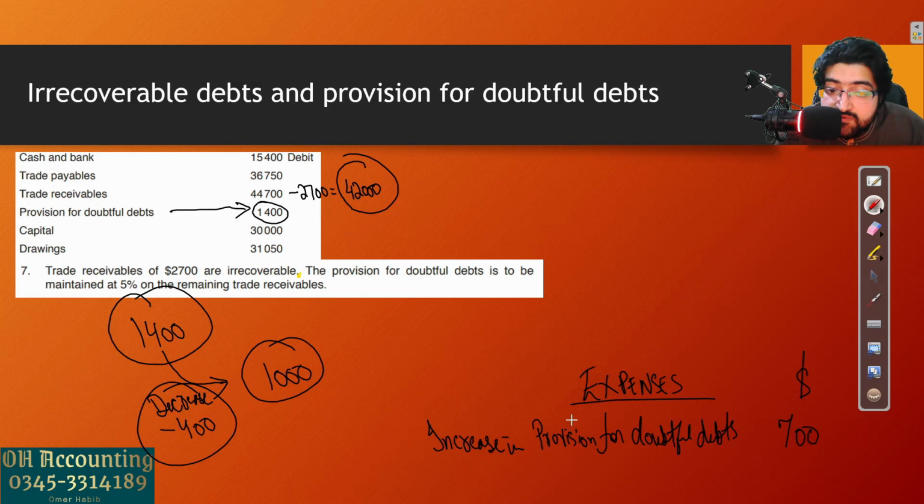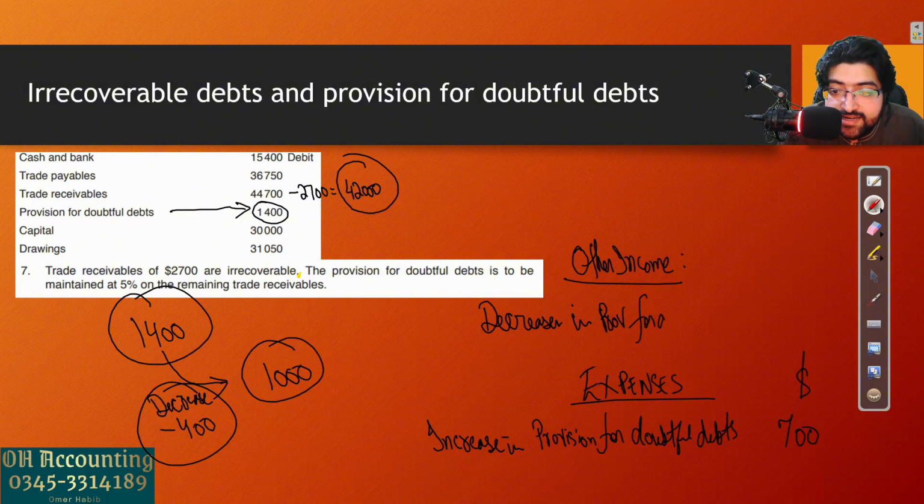In that case, we will not record this as an expense, but you remember I told you about the other income section of the income statement. In part 1, we will record this as a decrease in provision for doubtful debts, and the amount will be the actual decrease, which is $400. So in that case, it will be our other income.